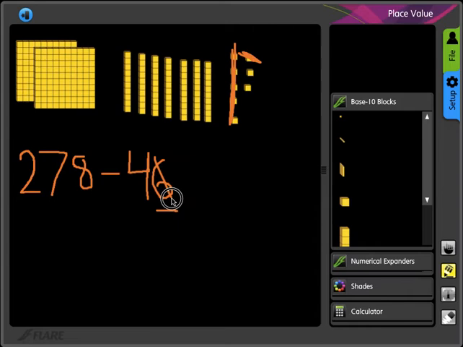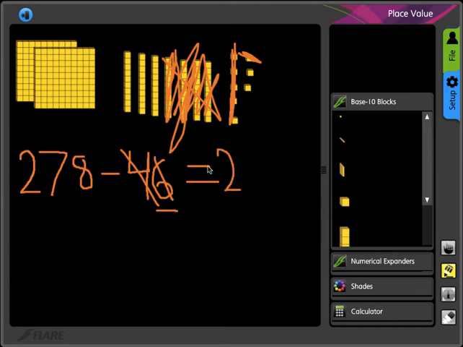Okay, how many groups of 10 do I take away? I take away 4 groups of 10. Ta-da. I took my 4 groups of 10. How much do I have left? I have 2 hundreds, 3 tens, and 2 ones. 278 take away 46 equals 232. Okay, let's try it that other way.